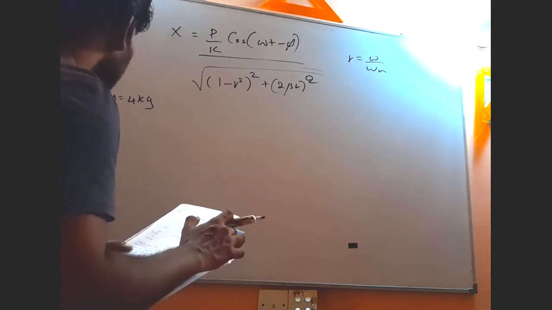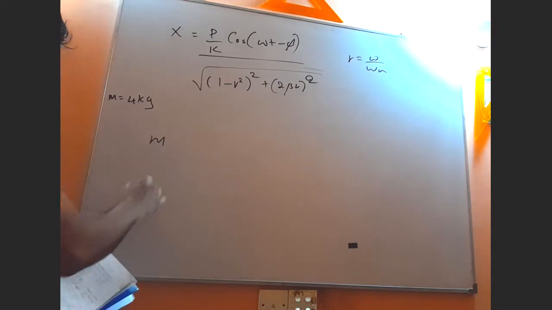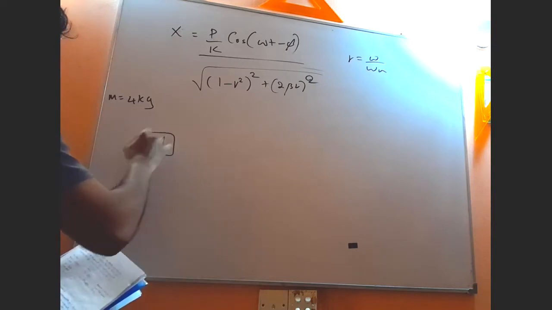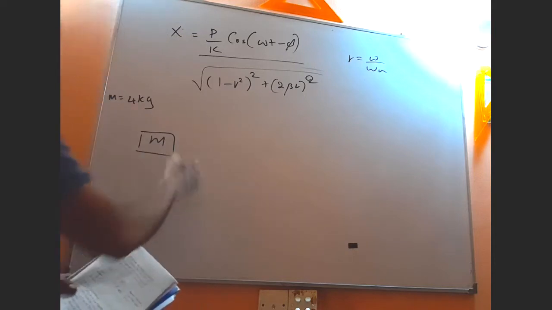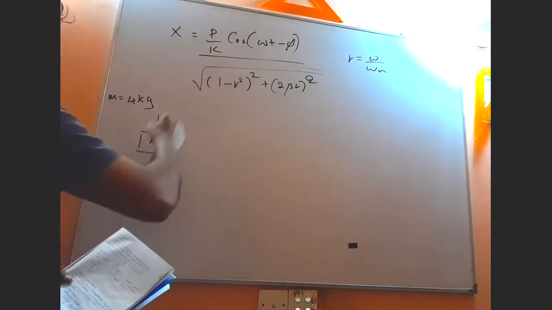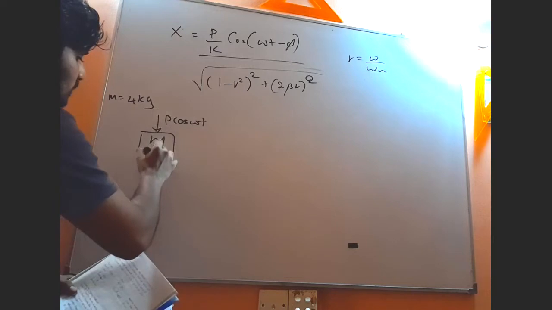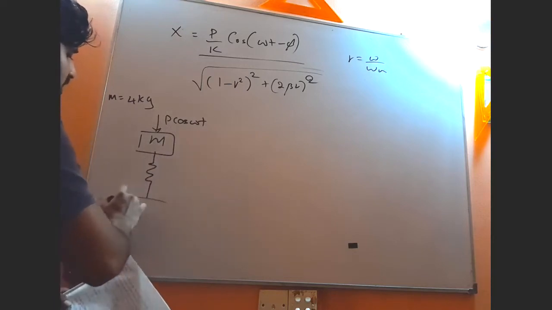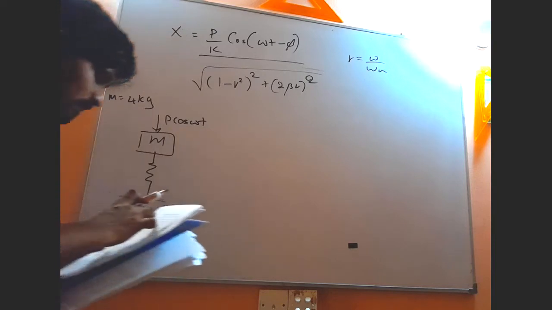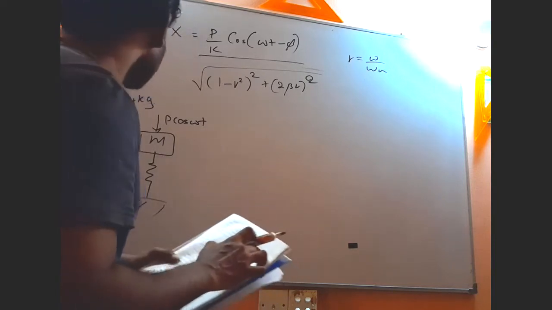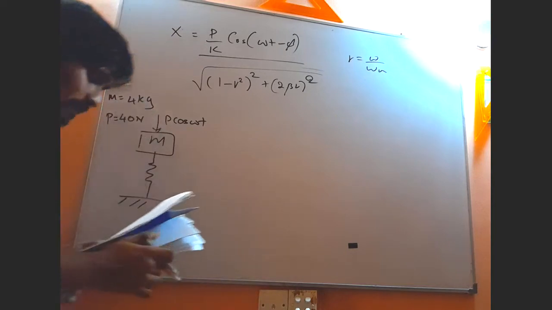Here we have the mass, and on this mass there is a harmonic excitation force acting. Let's call it P cos omega t. Here we have the spring, and let's say this is the ground. What is the value of that harmonic excitation force? 40 Newton. So P equals 40 Newton.